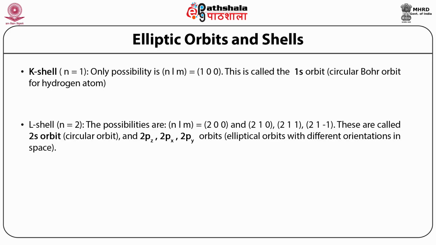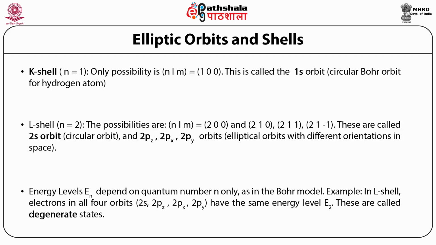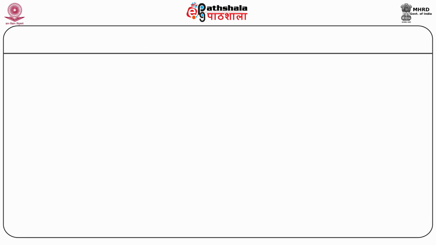The next point to note is that the energy levels depend on the principal quantum number n only, as in the Bohr model. For example, in the L shell, all the 4 orbits, 2s and the three 2p orbits, have the same energy level, E2, which is calculated from the Bohr model by putting n equal to 2 in the expression for the energy levels. So these are called degenerate states, and we'll learn much more about these when we talk about the Schrödinger equation in modern quantum theory. We just say a few more words about the elliptical orbits and shells.